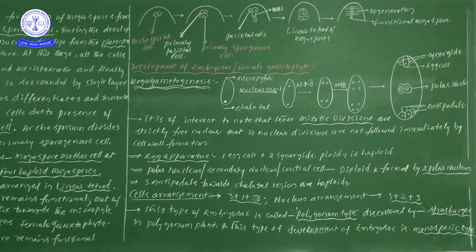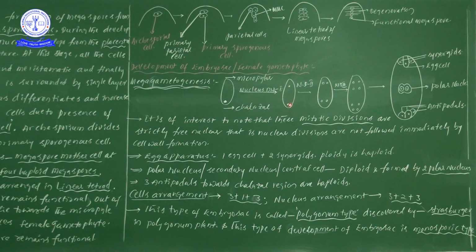Okay, so now what is happening here? Here is one important point to discuss together. It is of interest to note that these mitotic divisions are strictly free nuclear divisions. That is, nuclear divisions are not followed immediately by cell wall formation. Nuclear divisions take place first. From the functional megaspore, two nuclei are formed, and there is no chance for cell wall formation. When the entire nuclear division is completed, only then do we observe cell wall formation.